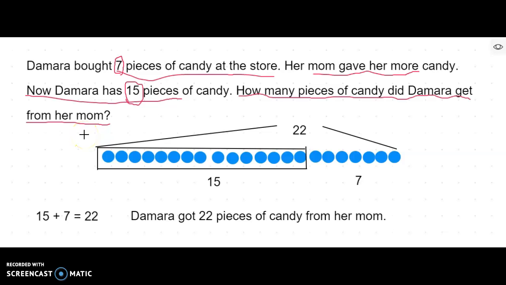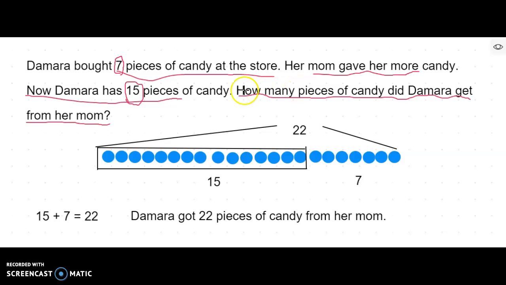All right, I see where I misread this. When I read this, I thought 15 was a part and 7 was a part. But it turns out 7 is a part, 15 is my whole, and what I'm missing is how many pieces she got from her mom, which is another part. I'm missing a part, not the whole.